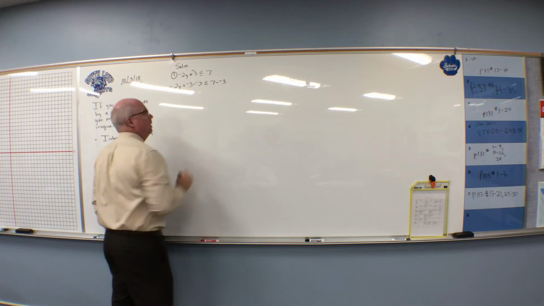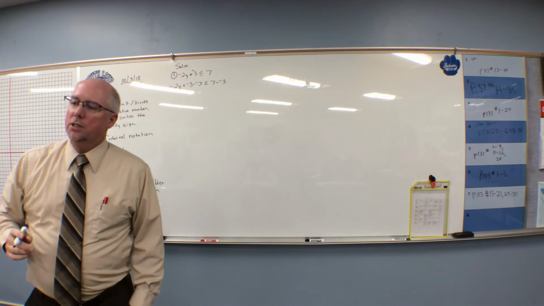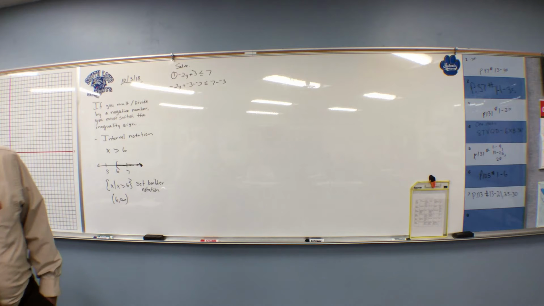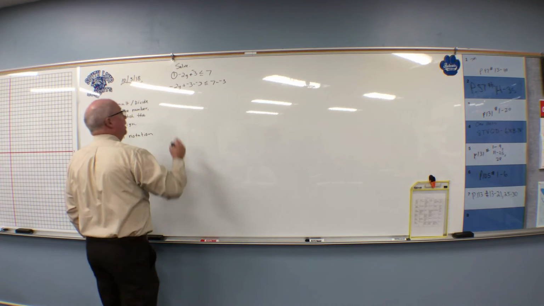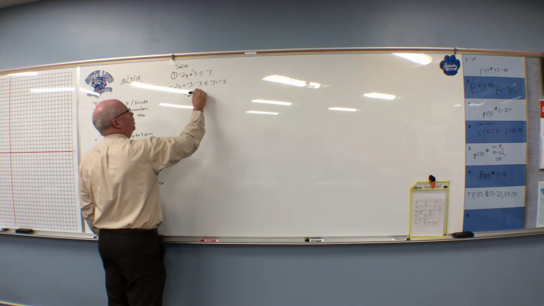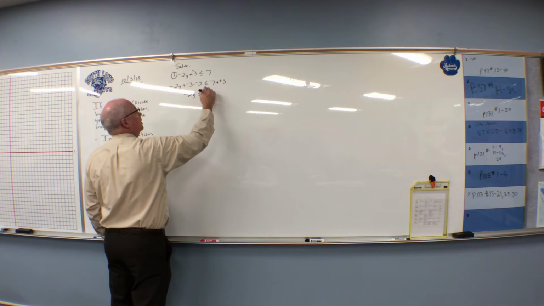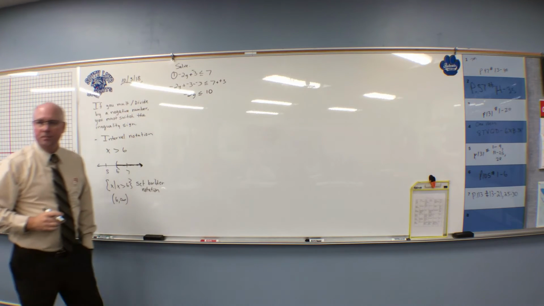Notice I do not switch the sign. I do not switch the sign because I am subtracting negative 3. It has nothing to do with multiplication or division. Over here I get negative 2y is less than or equal to 10. Is everybody with me that far?